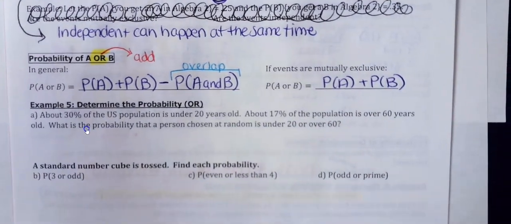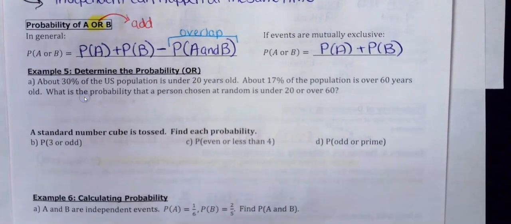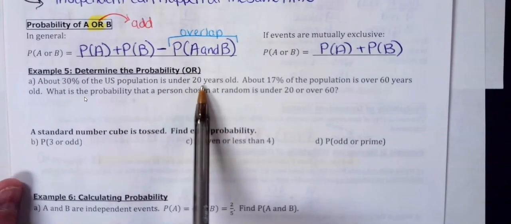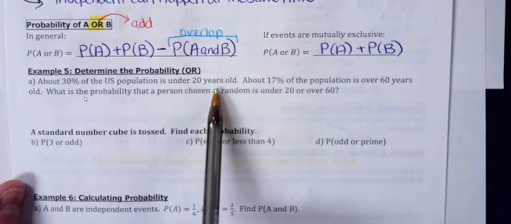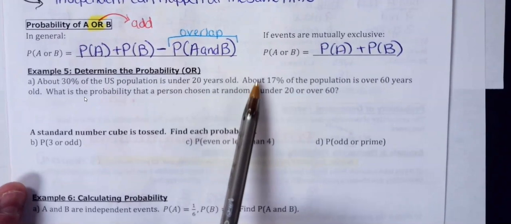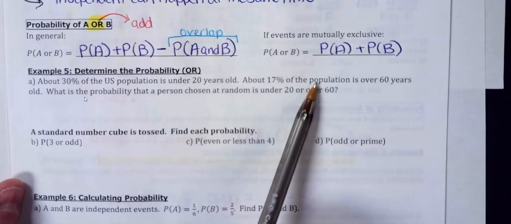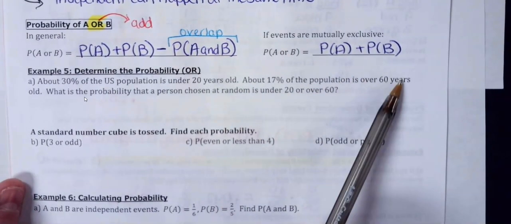Okay, so I'm just going to ask you whether you think these are mutually exclusive in this example, and we're going to calculate the probability. It says about 30% of the people in the United States are under 20 years old. You would fall into that category. I would not. About 17% of the people in the population are over 60.